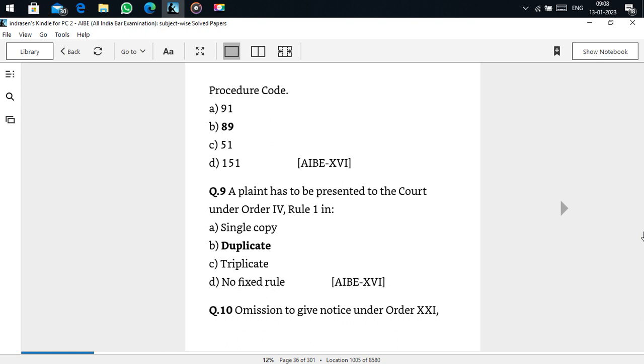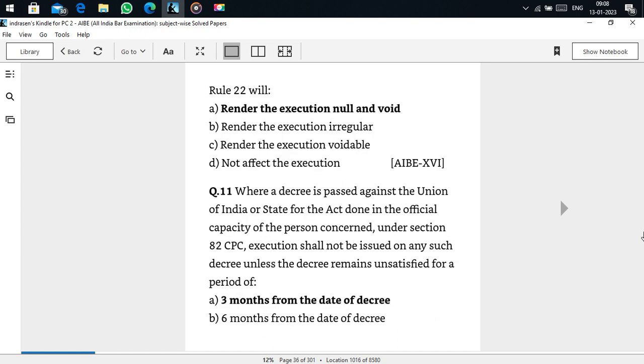A plaintiff has to be represented to the court under Order 6, Rule 1 for any duplicate copy. Omission to give the notice under Order 21, Rule 22 renders the execution null and void. Where a decree is passed against the Union of India or the state government, the time limit of the notice is 3 months from the date of decree. This comes under Section 82 of CPC.